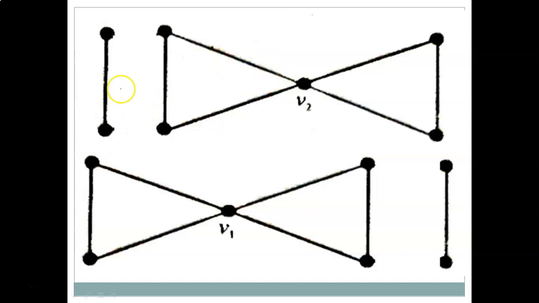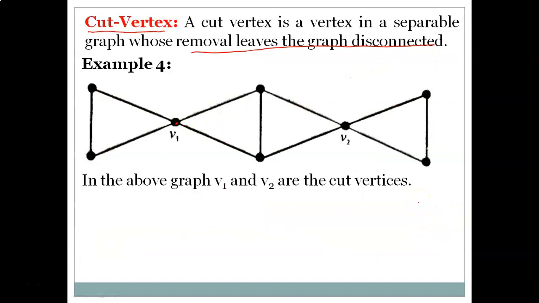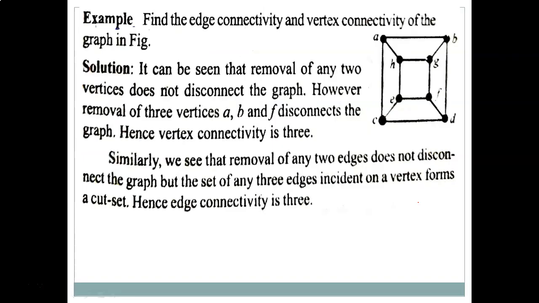So you can see here, if I remove V1, only this part is left, and the edges which were linked with these vertices are not there. Similarly, if I remove V2, then this part will go and the part on the left side will be left. So removal of V1 leaves this graph disconnected, and removal of V2 also leaves this graph disconnected. Therefore, in this particular graph, V1 and V2 are both cut vertices.